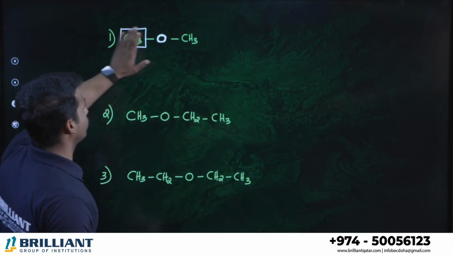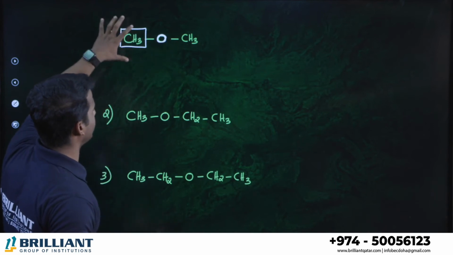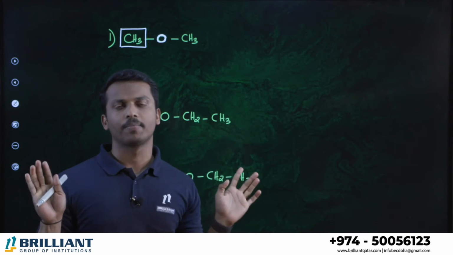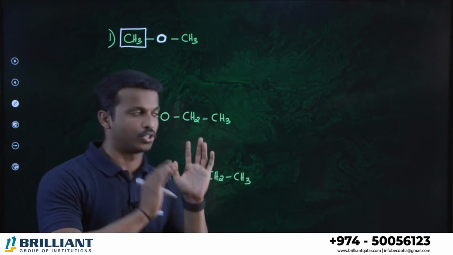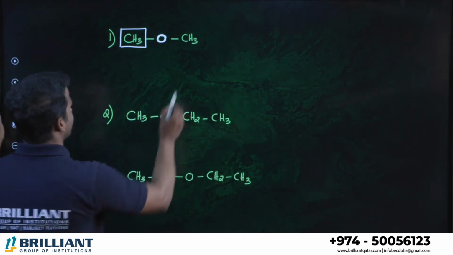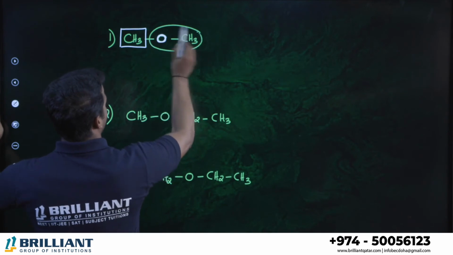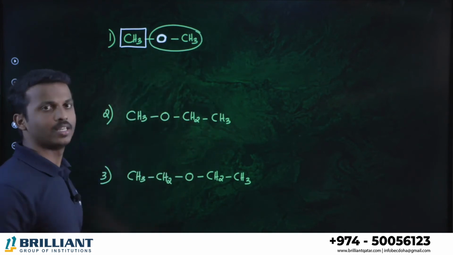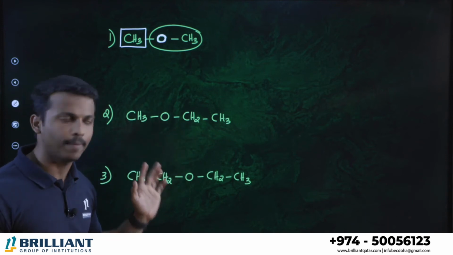So here both carbons are the same, so one of them I'm taking as the parent chain. Parent chain, let me take it in a square. The remaining one you take as a branch. The remaining part you take as a branch. This is the branch. So the square one is the parent chain, the circle one is the branch, the substituent. Clear? Okay, let's go.